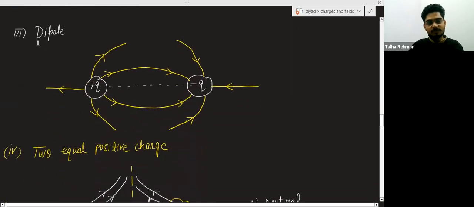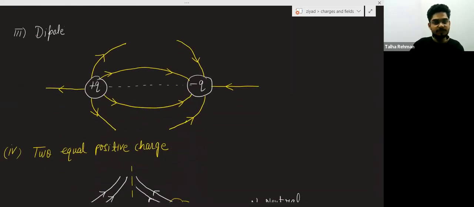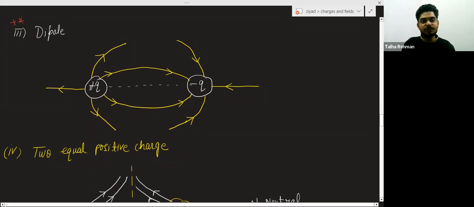Due to a dipole, they can ask you this question. What is the electric field pattern due to the electric dipole? This type of electric field pattern you will get. This is the positive charge, this is the negative charge. Electric field lines will originate from positive to negative, positive to negative, like this, like this. You can join these two lines also.